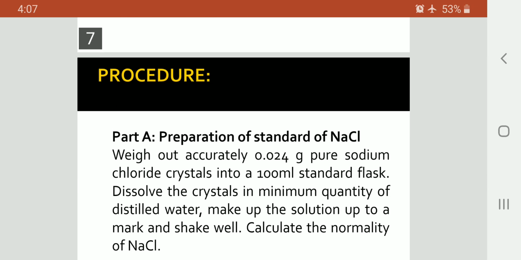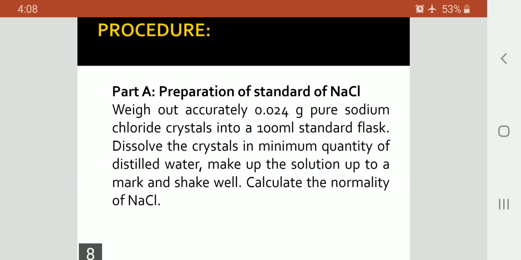Now let us see the procedure part. According to the procedure, the first thing is always to prepare a standard solution. And here in this experiment, we need to prepare a NaCl standard solution. For preparation of this standard solution, you will be provided with 0.24 grams of pure sodium chloride crystals, and you need to dissolve it in 100 ml of standard flask.